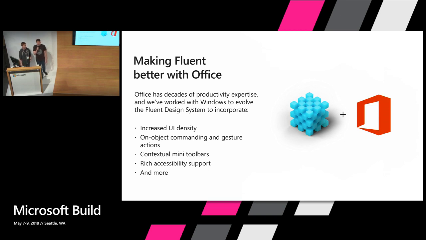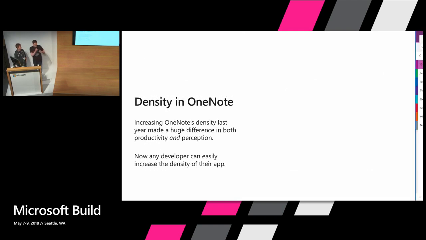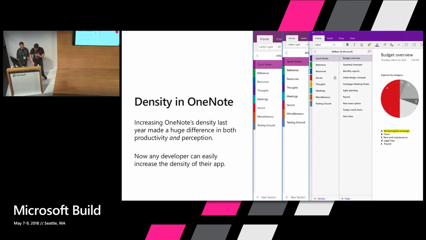We're also bringing on-object commanding, gesture actions, and floating mini toolbars to all developers, giving users easy access to the commands they need in the context of what they're doing. And it's easier than ever to make your apps more inclusive with rich accessibility support right out of the box just by using Fluent controls. Let's dive into these in a little more detail. I'm sure you've seen some of this already.